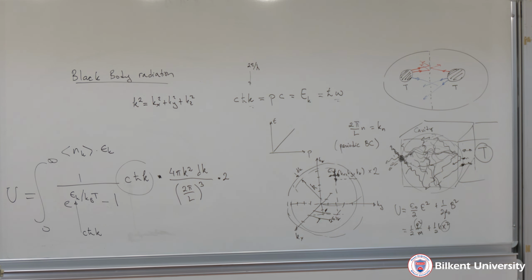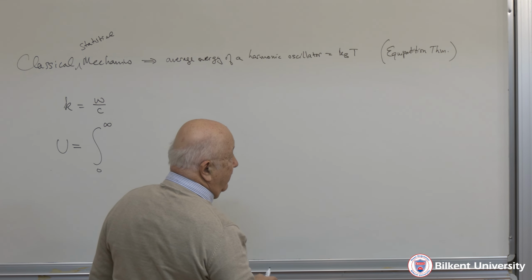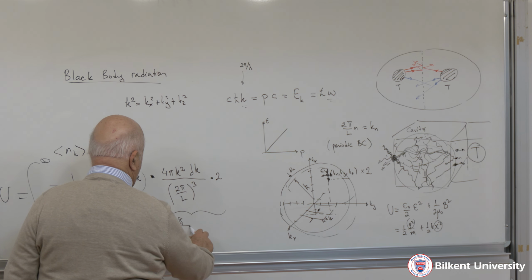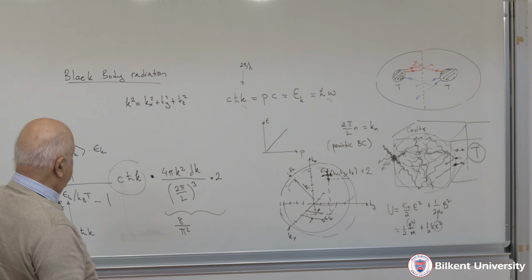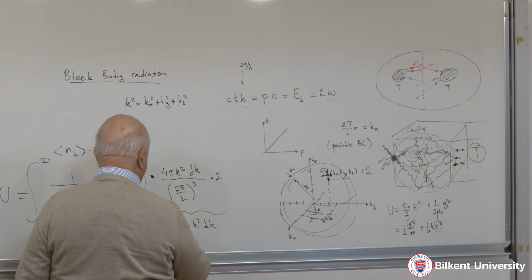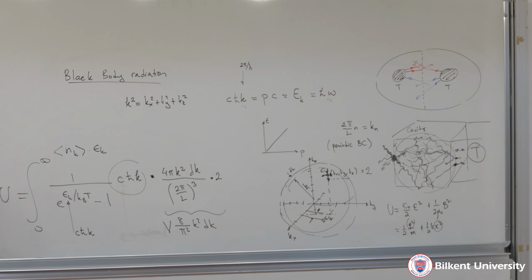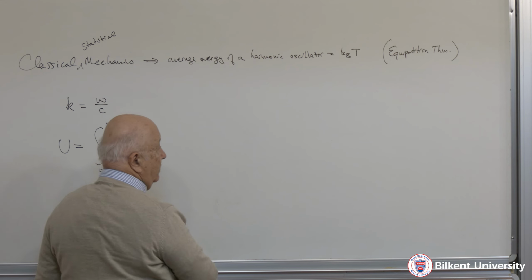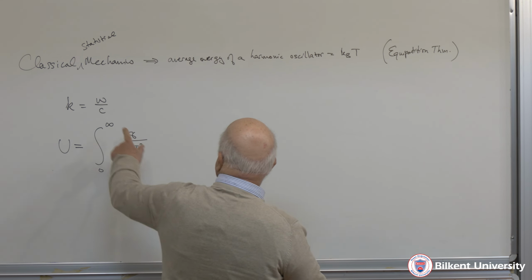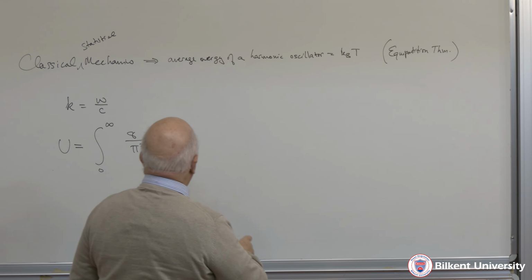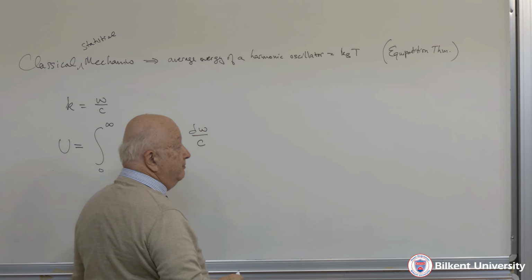Okay, help me with the algebra. So the integral is still from 0 to infinity. And I have here a factor. Let's see what that is. That's 8 over pi squared, right? k squared dk multiplied by the volume of the system. L cubed is the volume of the system. So let me write that down first. 8 over pi squared, k squared dk. Now in place of k, I'm going to put omega over c. So omega over c squared. dk is going to be d omega over c.